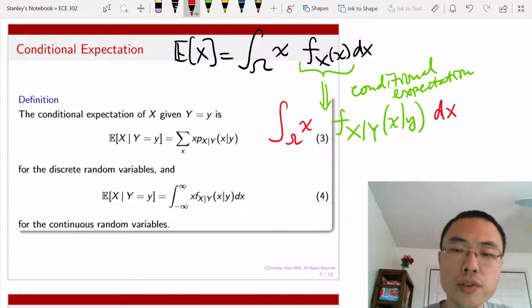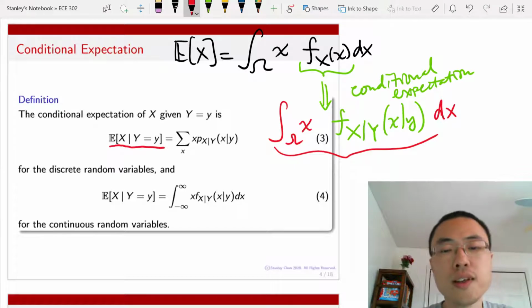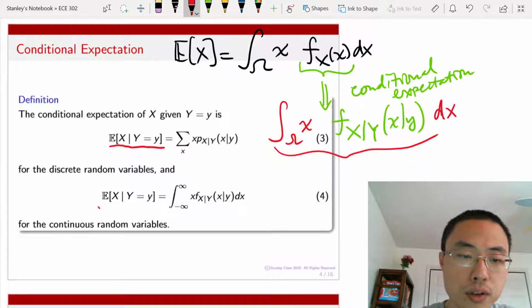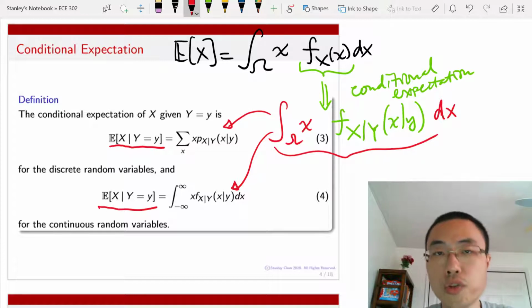So of course, this is not the same as the expectation of x. It's called the expectation of x given that y equals small y. All right. So now, if you have a continuous random variable, then here is the definition. If you have a discrete random variable, just replace the integration with the summation. Then you'll be able to get a conditional expectation for x given y equals small y.